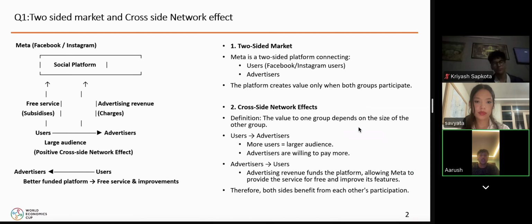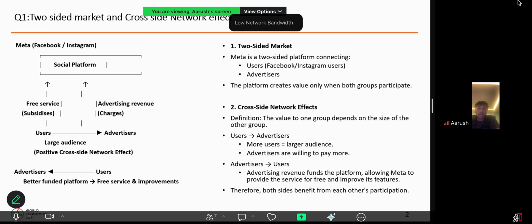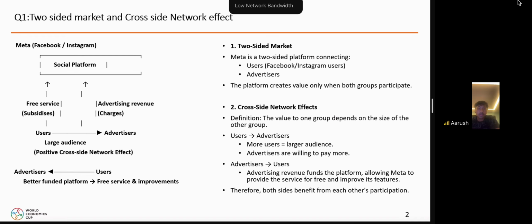First, let's talk about two-sided market and cross-side network effect. Meta operates as a two-sided market, connecting users and advertisers. The platform creates value only when both groups participate. This creates a cross-side network effect. As more users join the platform, it becomes more valuable to advertisers because they can reach a larger audience.